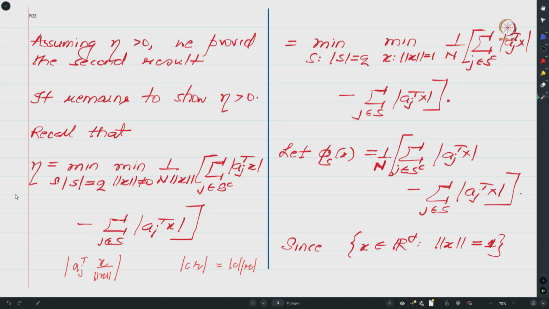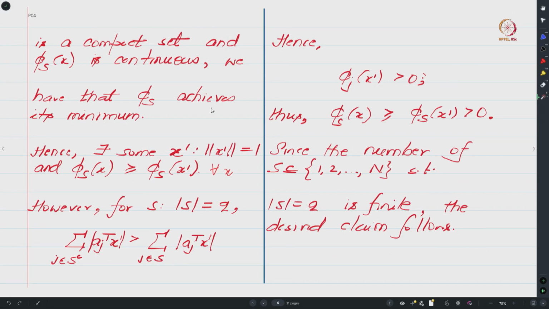So what we managed to show is that this quantity over here is lower bounded by some specific quantity that is strictly bigger than 0, and that could depend on S, but since the number of such S's is finite, this whole quantity is guaranteed to be strictly bigger than 0, which is the definition of eta, and that verifies what we wanted to show, which is that eta is strictly bigger than 0.